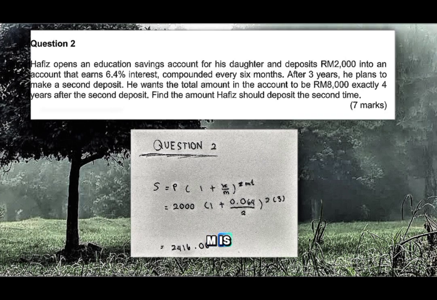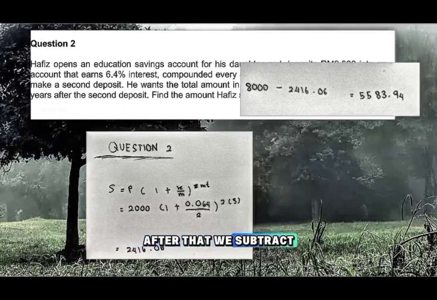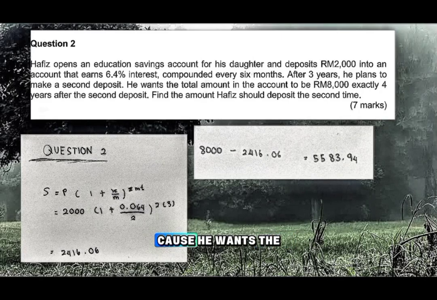The way to find m is by looking at the part of the question that mentions compounded. In this question, it states compounded every 6 months. Since there are 12 months in a year, compounding every 6 months means it occurs 2 times per year. So m equals 2. The value of t is 3, as stated in the question. Then, we substitute all the information into the formula and calculate it, and we obtain 2,416.6 cents. After that, we subtract this amount from 8,000 because he wants the total amount in the account to be 8,000 ringgit.